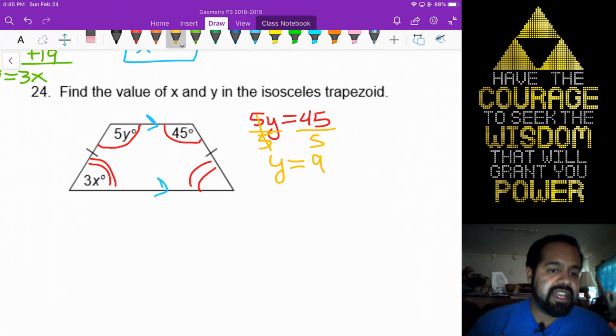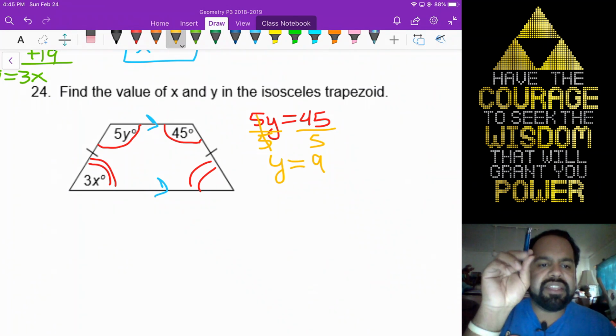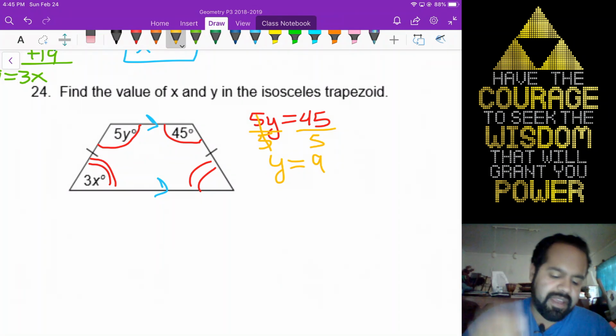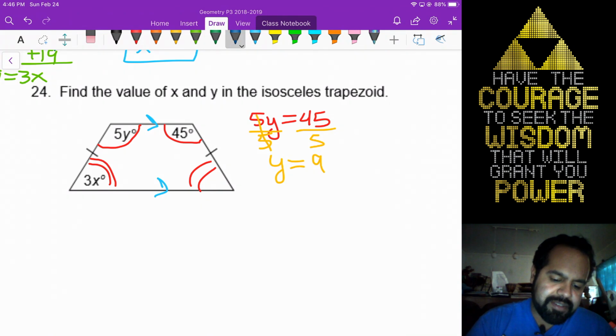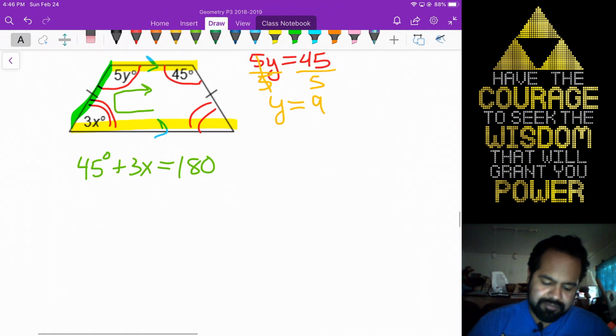Now, since y equals 9, I also know that, well, not since then. Let me rephrase that. So since we know that the top right corner was 45, that means the top left corner is going to also be 45. Now, if I treat this again as the parallel lines cut by the transversal, I'm going to have my little U-turn thing that we do. So that means that that corner of 45 degrees plus the 3x needs to add up to 180. So let's get right to it.